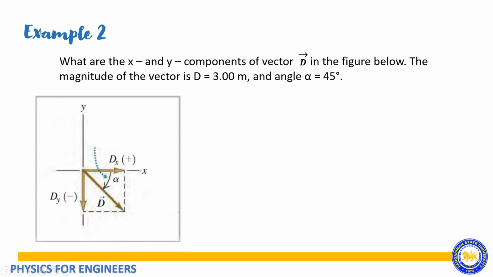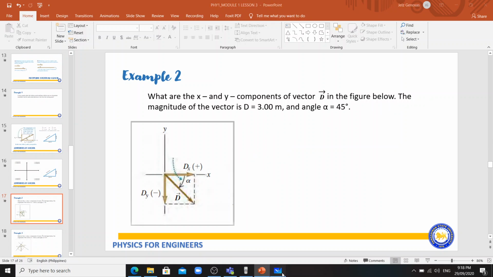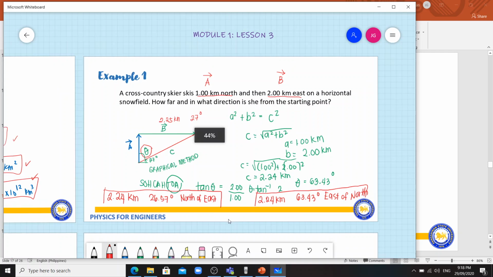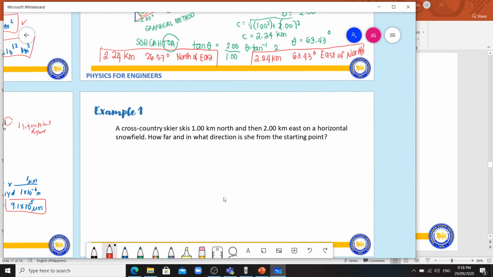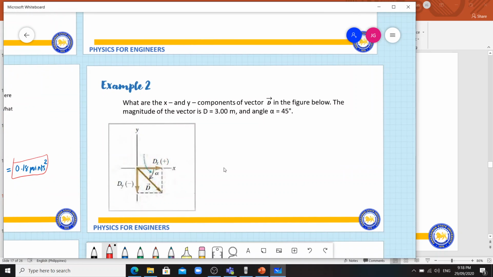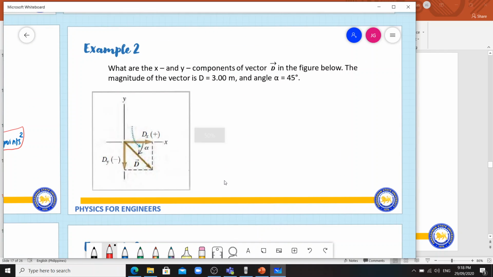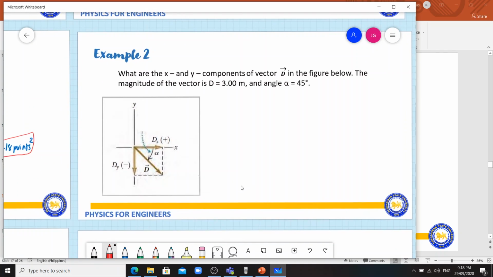Ayan. So, for example, doon tayo sa whiteboard ulit. Next tayo. What are the x and y components of vector D in the figure below? The magnitude of the vector is 3. So, nagbigay siya ng magnitude. Okay. And ang angle natin ay 45. Ito yon. Okay, good. So, anong hinahanap? Si dx at saka si dy.